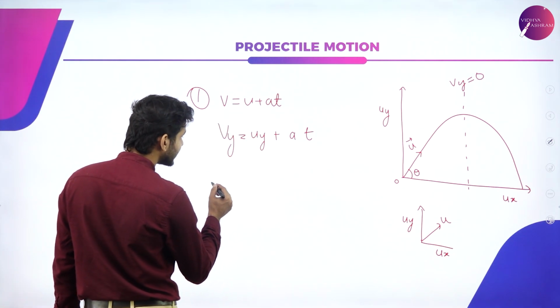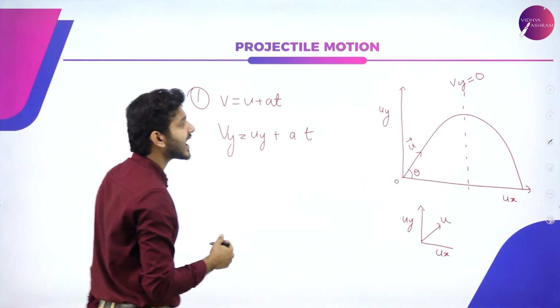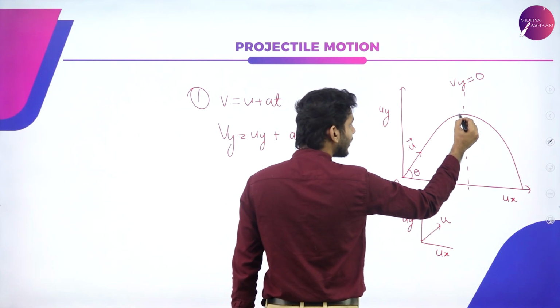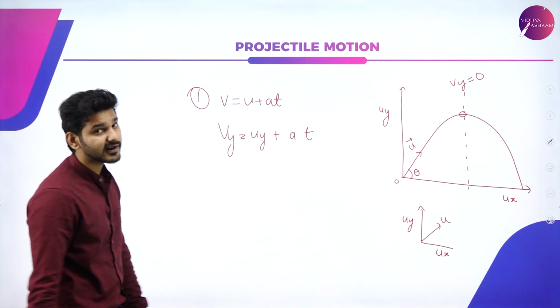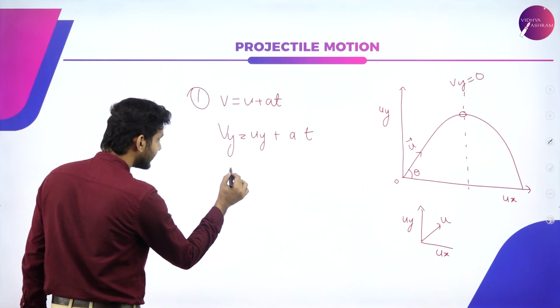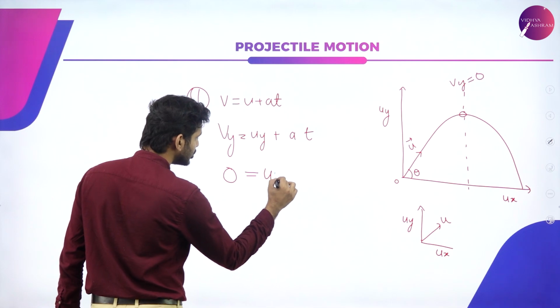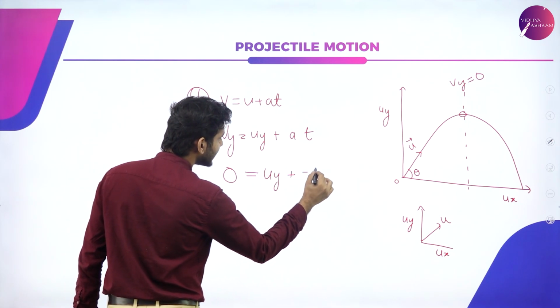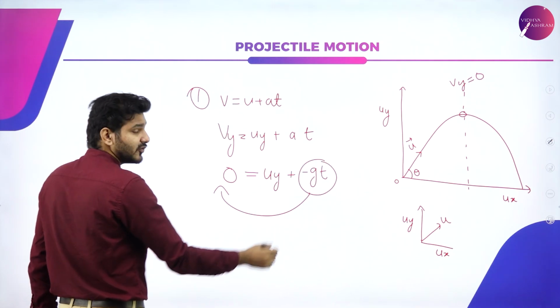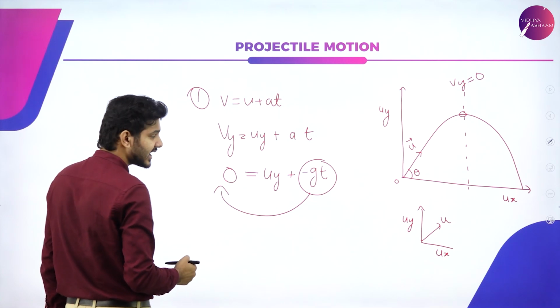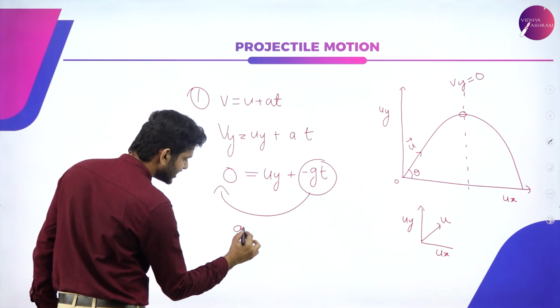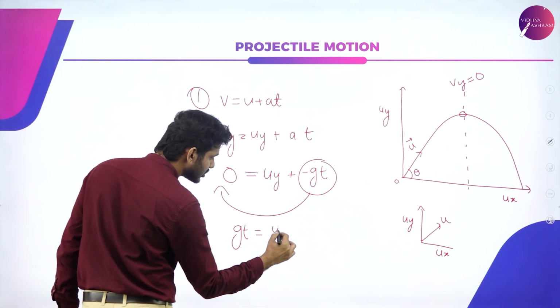Or simply we can see that the vy component is actually 0 at this particular point. So it is our final velocity, and our final velocity vy is 0, which means that this will be equal to uy plus minus gt. We can bring this to the left hand side and then we can say that gt is equal to uy.